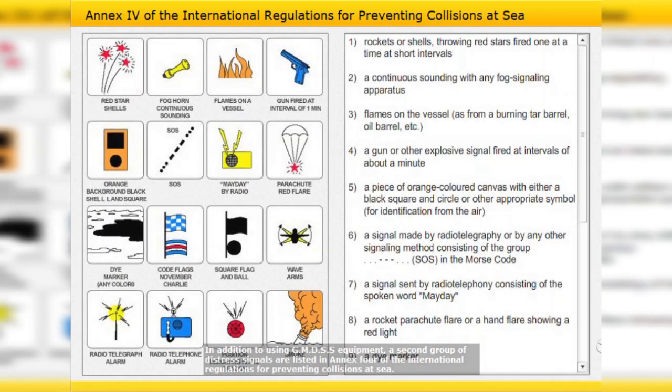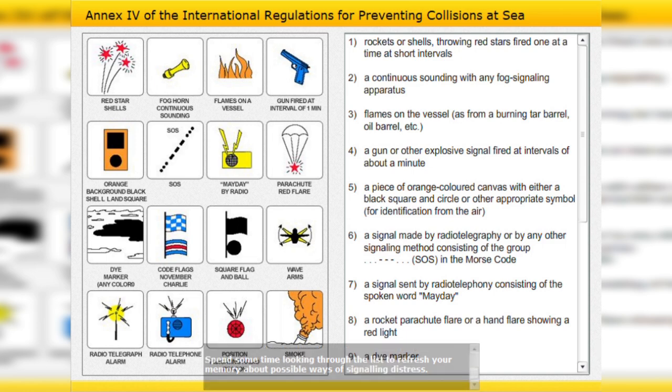In addition to using GMDSS equipment, a second group of distress signals are listed in Annex 4 of the International Regulations for Preventing Collisions at Sea. Spend some time looking through the list to refresh your memory about possible ways of signalling distress.